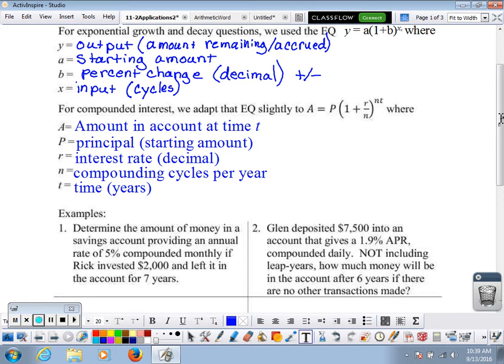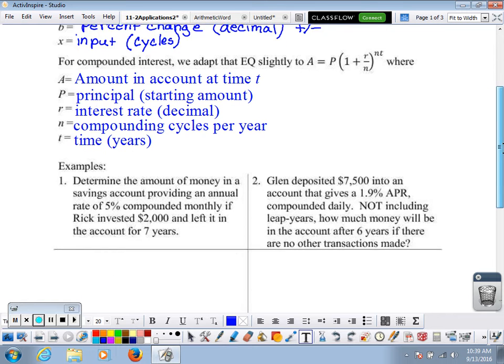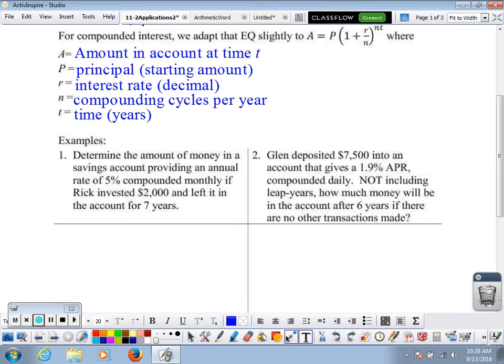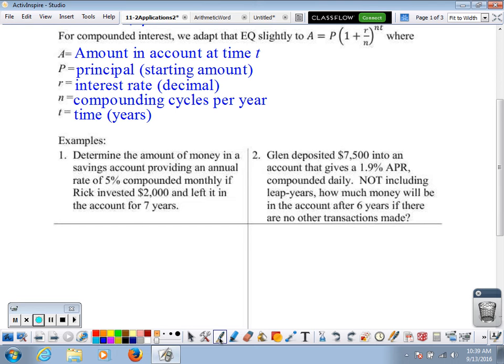Now, the key, guys, with any formula: anytime you're going to use any formula, you write it down. For each one of these stories, we're going to write the same formula again and again, and it's going to help us, number one, memorize it, and number two, know how to substitute and use it. So: determine the amount of money in a savings account providing an annual interest rate of 5% compounded monthly if Rick invested $2,000 and left it in the account for 7 years.